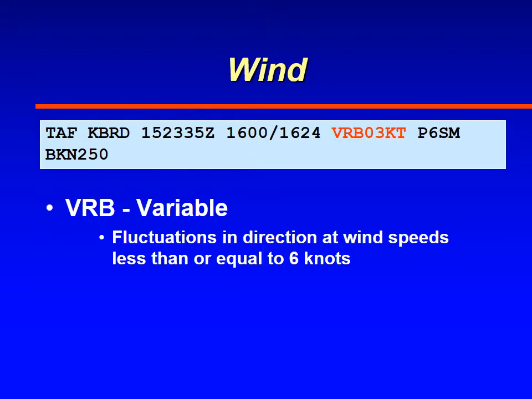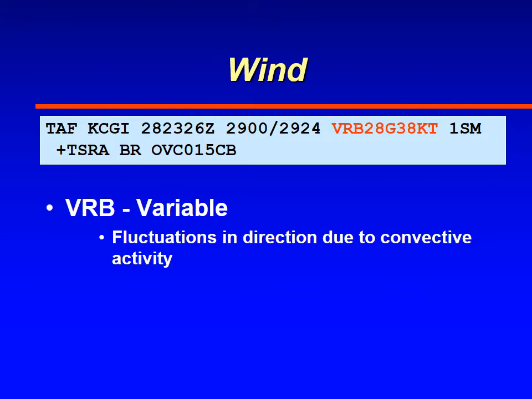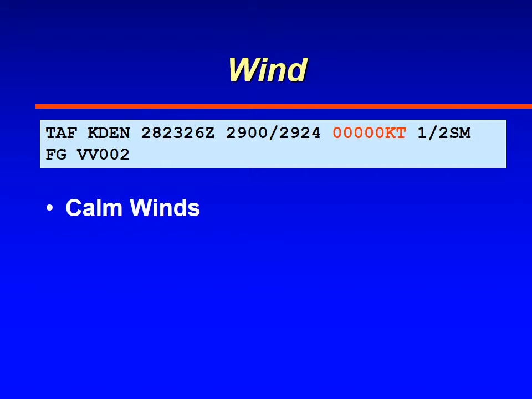Wind direction is forecasted as variable if it's less than or equal to 6 knots and there's no real definitive direction that the wind is coming from. So that's only if it's less than or equal to 6 knots. But if there are thunderstorms moving through a given location, then they will forecast variable wind direction with much stronger winds and also gusts. And calm winds are coded 00000.